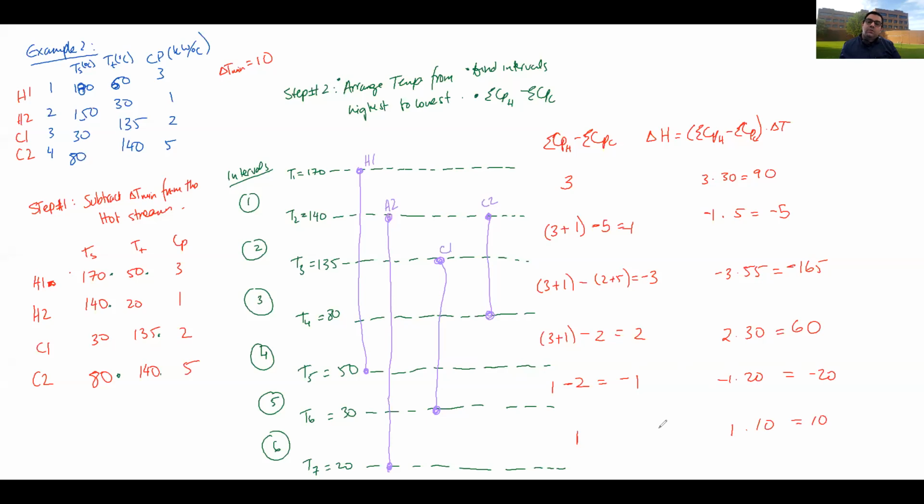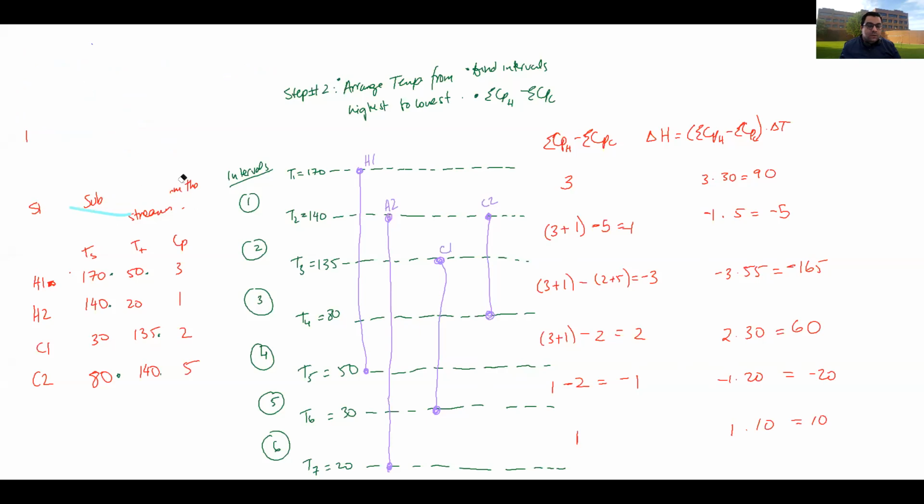Okay, so at this point, I have all my summation of CP hot minus CP cold. I have my delta H's, I have my intervals. So what do I do next? I need to draw my cascade diagram. Okay, so step 3 would be to draw your cascade diagram. So let me erase this guy and let's try to squeeze this cascade diagram right here. Okay, so let's try and draw the cascade diagram.